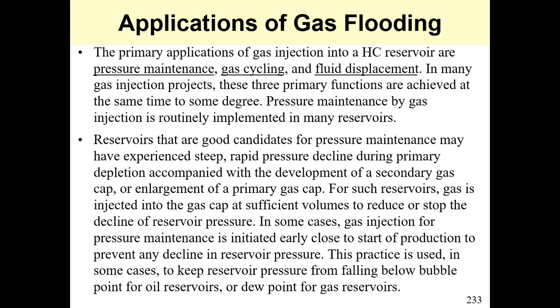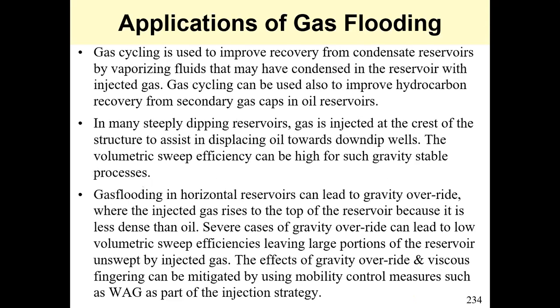For such reservoirs, gas is injected into the gas cap at sufficient volumes to reduce or stop the decline of the reservoir pressure. In some cases, gas injection for pressure maintenance is initiated close to the start of the project so as to prevent decline of reservoir pressure. This practice is used in some cases to keep reservoir pressure from falling below the bubble point for oil reservoirs or dew point for gas reservoirs.